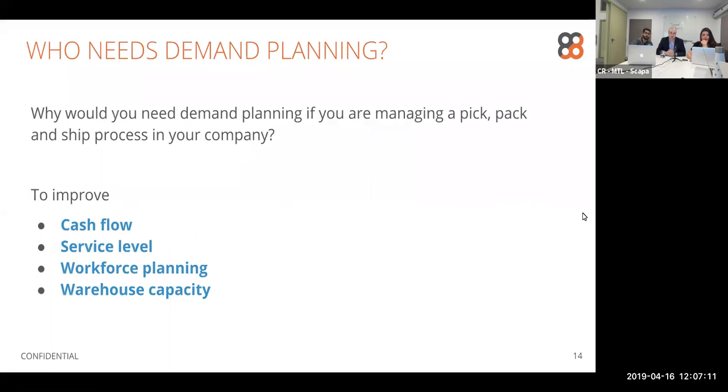So why would you need demand planning? Well, most of the time, people need demand planning to improve either the cash flow, service level, reduce the impact on the workforce when they're trying to plan it, and the warehouse capacity. Those are normally the most critical aspects. And according to that, normally you will tailor the right solution according to your budget, the complexity of your supply chain, and the different specific needs you might have according to your type of business. So everybody has their governmental rules that can impact. So that's pretty much who needs demand planning. So pretty much everyone.